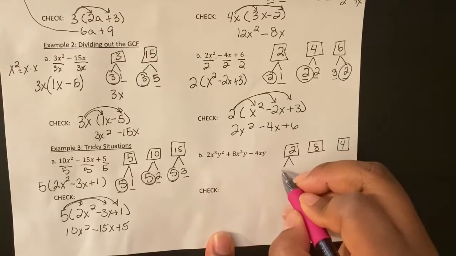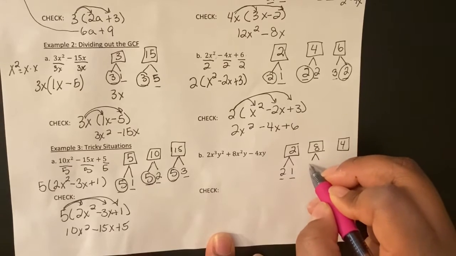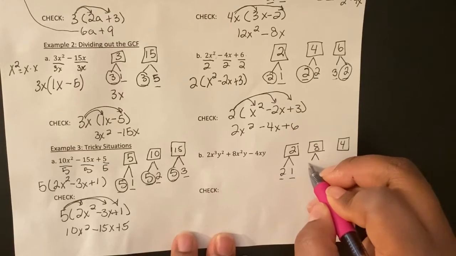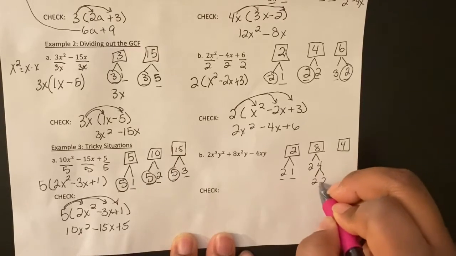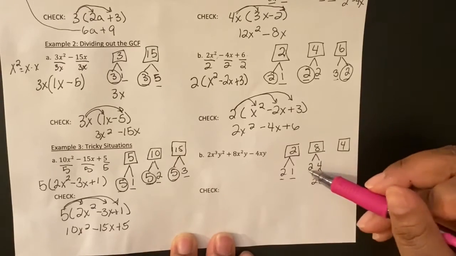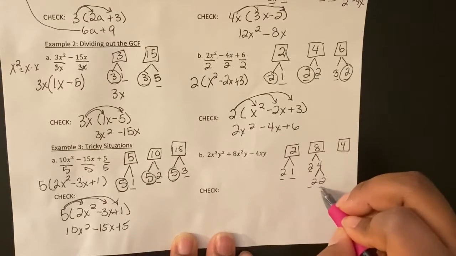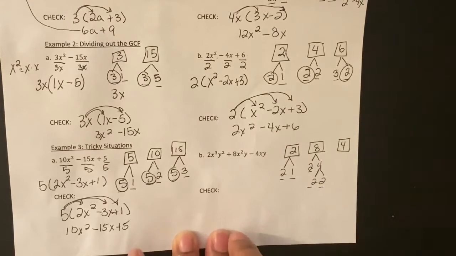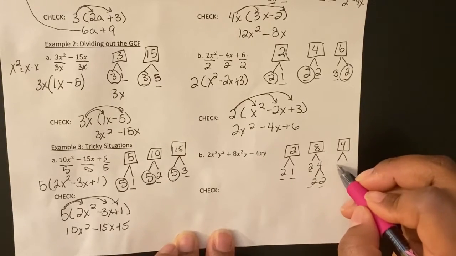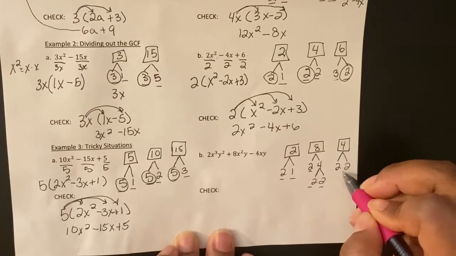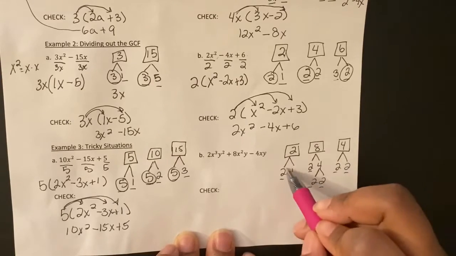Prime factorization of 2 is 2 and 1. Prime factorization of 8 is 2 and 4, and then also 2 and 2. Right? 2 times 4 is 8, and 4 can be broken down into 2 times 2. We have all our primes. And then last but not least, 4. Prime factorization is 2 times 2. We have our 2 primes. The largest number they have in common is 2.